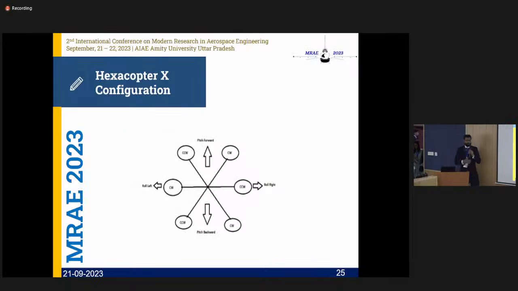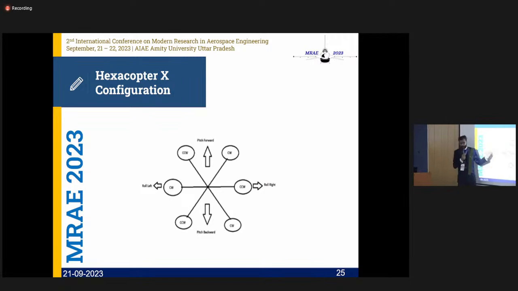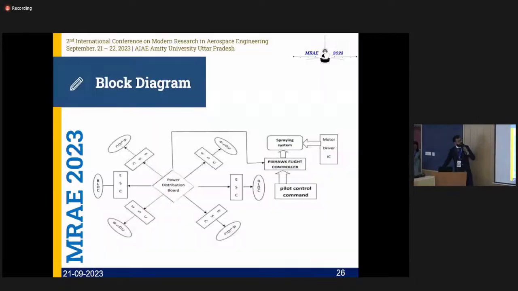Of course, in this configuration, when you want to do pitch and roll, the motors' RPM will vary. If I want to pitch forward, the motors at the back should increase their RPM and the motors at the front will reduce their RPM. For roll, the motors at the left will increase their RPM and the motors at the right will decrease their RPM to roll right. That is how the hexacopter configuration works. So there is a block diagram for the same.